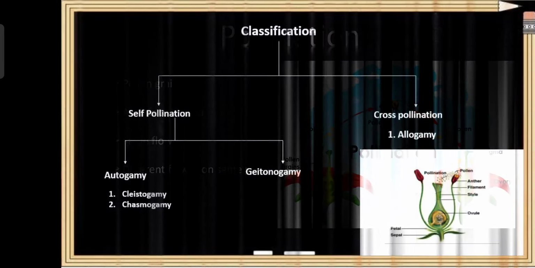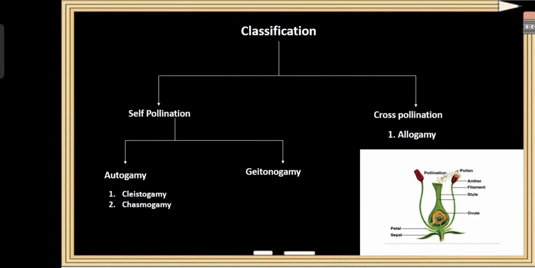Now we will discuss the classification of pollination. As we know, pollination involves two different categories here, self-pollination and cross-pollination. Self-pollination is again categorized into autogamy and heterogamy. Under autogamy, we have two conditions, referred to as cleistogamy and chasmogamy. On the other hand, cross-pollination has only one category, hologamy.